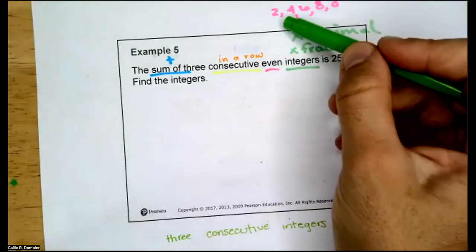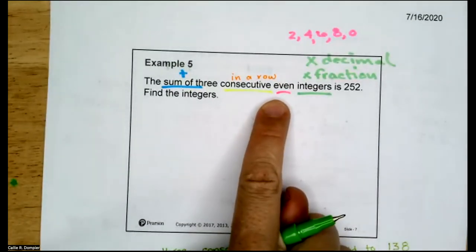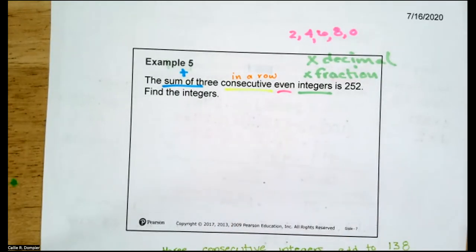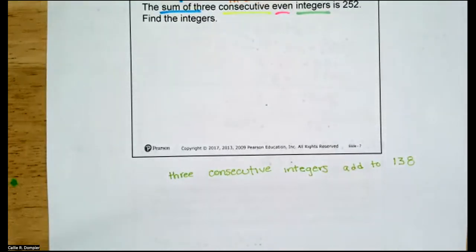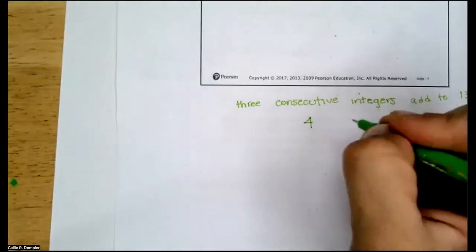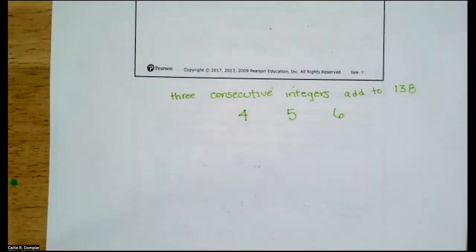Even means we have to skip every other number, right? But consecutive integers mean they're exactly in a row, like 1, 2, 3. Whereas consecutive even integers would be 2, skip number 3, pick 4, skip number 5, pick 6, right? 2, 4, 6, rather than 1, 2, 3. 3 consecutive integers add to 138. So if they are consecutive, for example, we have the number 4, we have the number 5, and we have the number 6. Those are consecutive integers, right?